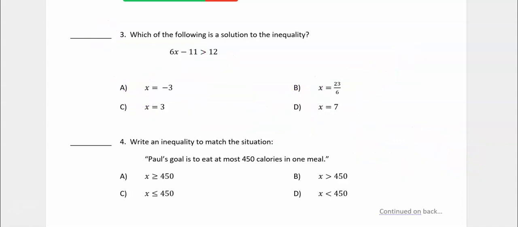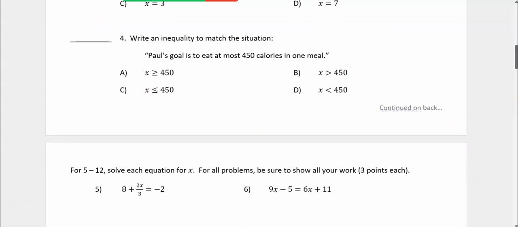All right, number 4. Write an inequality to match the situation. So Paul's goal is to eat at the most 450 calories. So calories is your x, that's your variable, and the number I'm obviously looking at is 450. So here's my thought process, guys. This is the calories that Paul wants to eat. Paul wants to eat at the most 450.